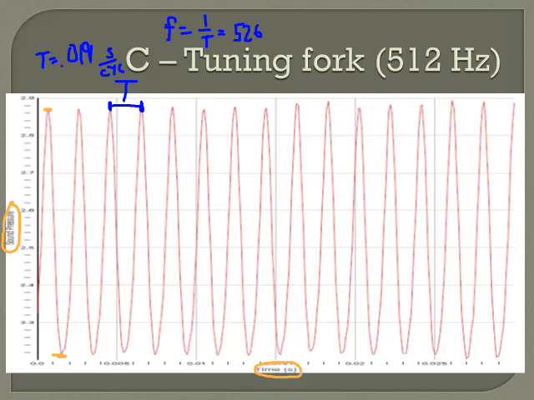Of course, that's just choosing one of these waves. I'm going to get slightly different values if I take the period between the next two peaks, and so forth and so on. But on average, if I averaged all those periods up and got the frequencies, I'd wind up with essentially 512 hertz. So I was able to confirm the frequency of this tuning fork by doing a few measurements on its wave pattern.